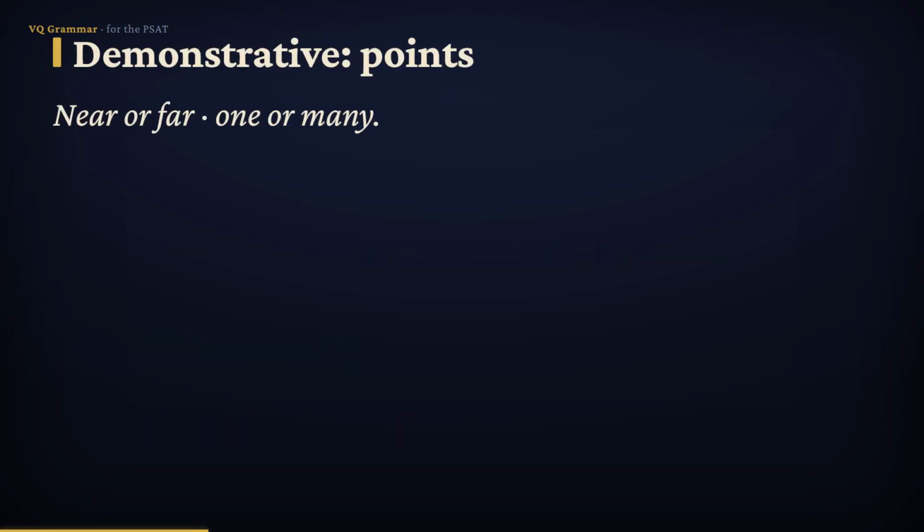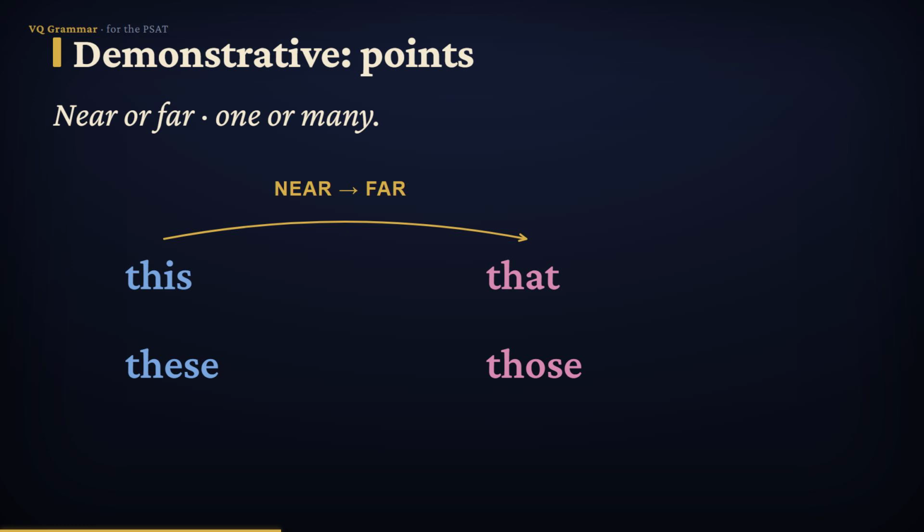Now the pointing family. There are 4 demonstrative pronouns, and they split along 2 simple lines. First, near or far. This and these point to things close by. That and those point to things farther away. Second, one or many. This and that are singular, just one thing. These and those are plural, more than one. So you slide along an axis from near to far, and you choose singular or plural to match.